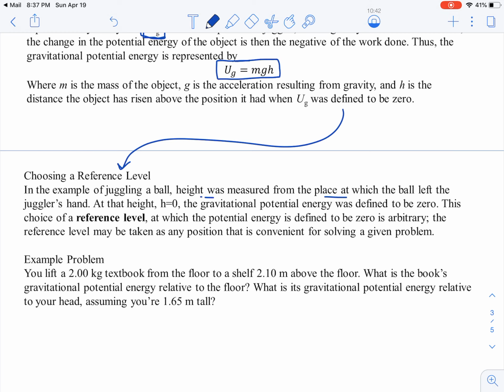Height was measured from the place at which the ball left the juggler's hand. We define that as h equals 0. The gravitational potential energy was then also defined to be 0. This is the choice of a reference level. The potential energy reference level, which is where the potential energy is defined to be 0, is completely arbitrary, which means you can make your reference level wherever you want.